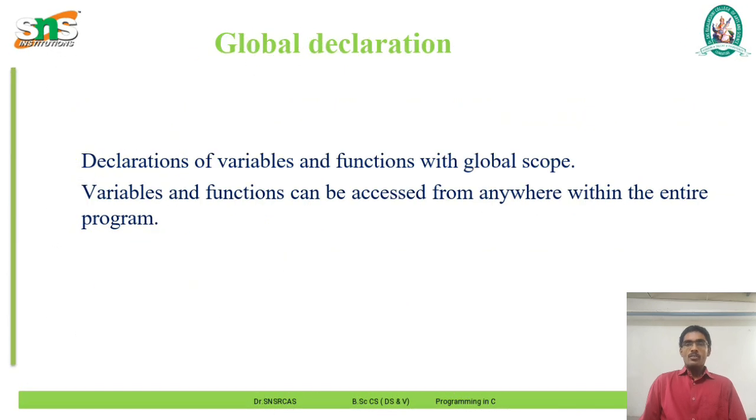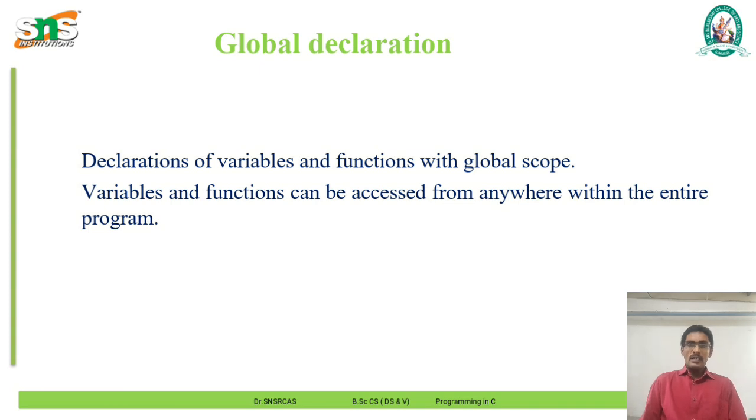Next one is global declaration. Generally, in any programming language there are two types of declaration. One is global declaration and another one is local declaration. Local declarations are basically done within any function. It may be inside the main function or inside a user-defined function. Here let us discuss global declaration.